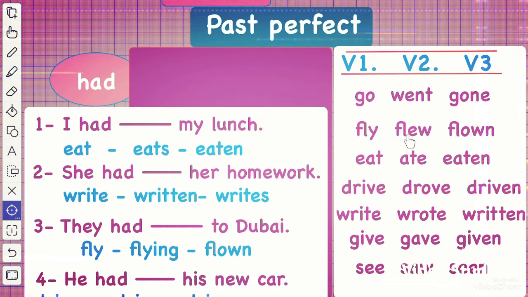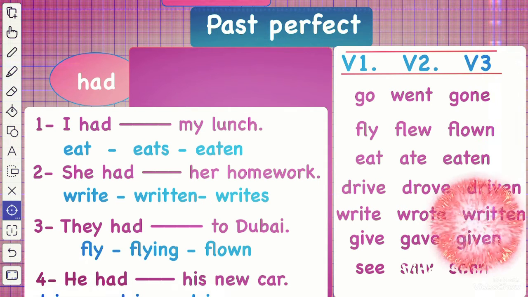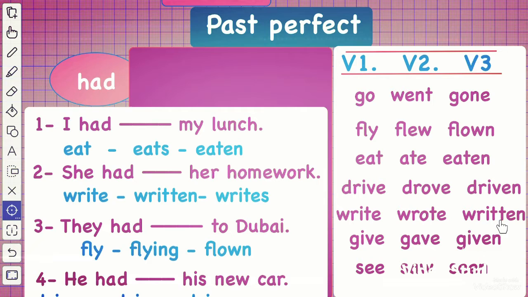Fly, flew, flown. So V3 of the verb fly is flown. Eat, ate, eaten. V3 of the verb eat is eaten. Drive, drove, driven. V3 from the verb drive is driven. Write, wrote, written. So here V3 of the verb write is written. Give, gave, given. So here given is the V3 of the verb give.